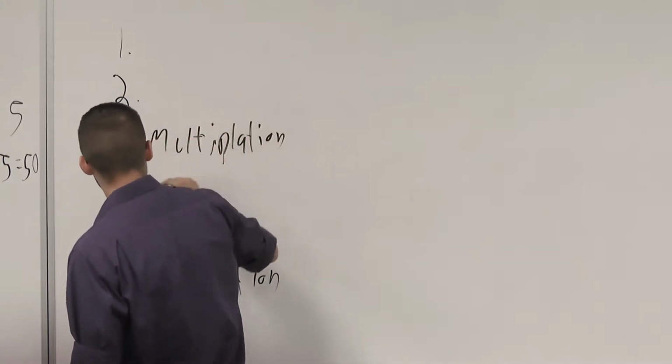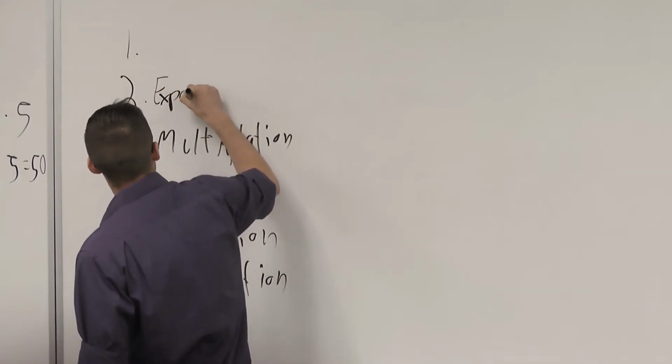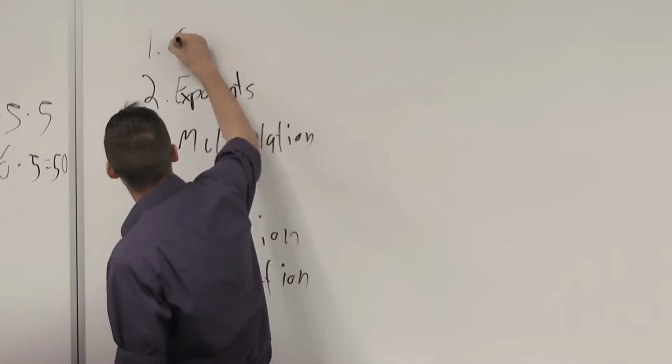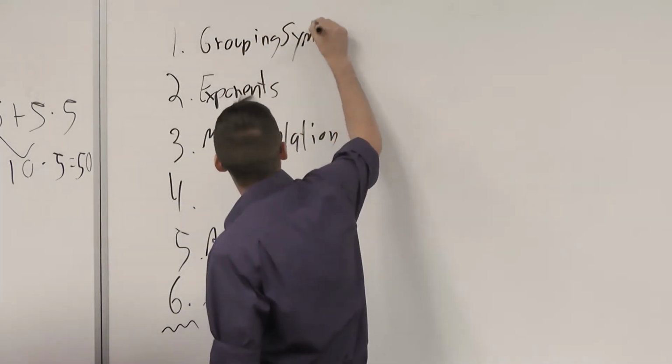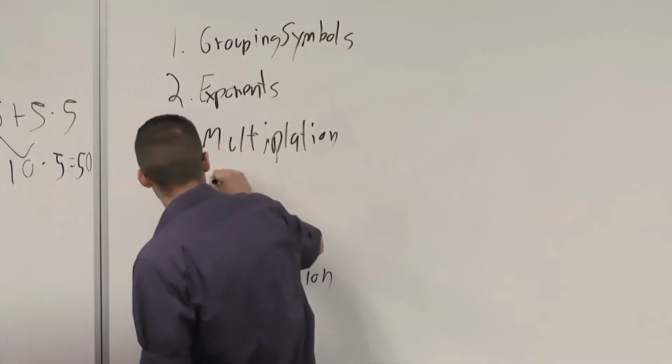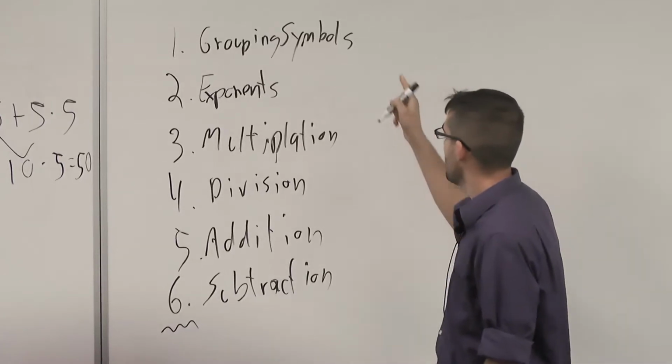Parentheses. Okay, so exponents. And I'm actually going to rewrite parentheses in a little bit of a different way. I'm going to call it grouping symbols. You guys are fast at this, trying to keep up with you. All right, so what do you think is meant by the word grouping symbols?